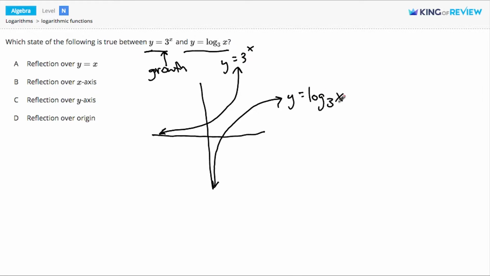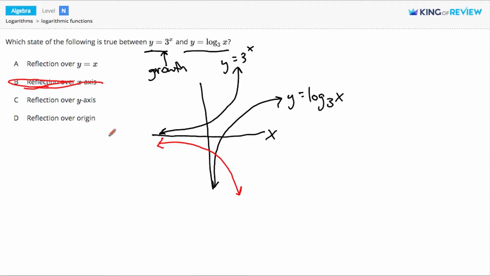Now we can very quickly rule out several of these reflections. These two graphs are clearly not a reflection over the x-axis, meaning if the x-axis were a mirror, these two graphs are not mirror images of each other. In fact, the mirror image of y equals 3 to the x would be something like this. That would be a mirror image of y equals 3 to the x over the x-axis. And clearly that's not the log graph. So B is clearly out.